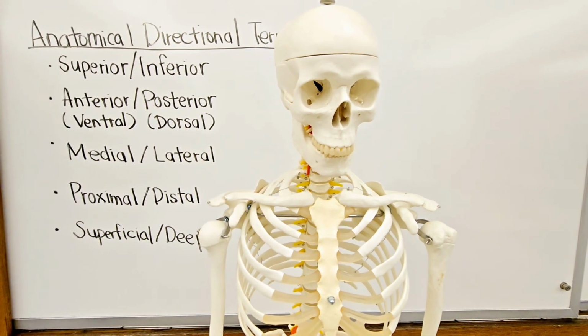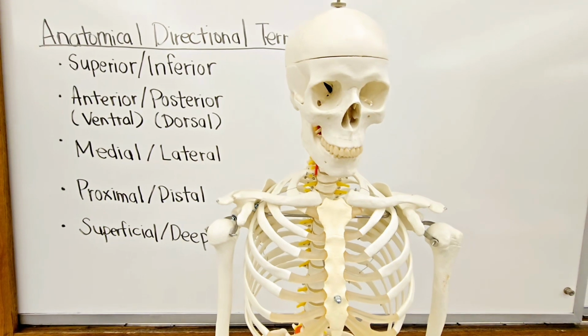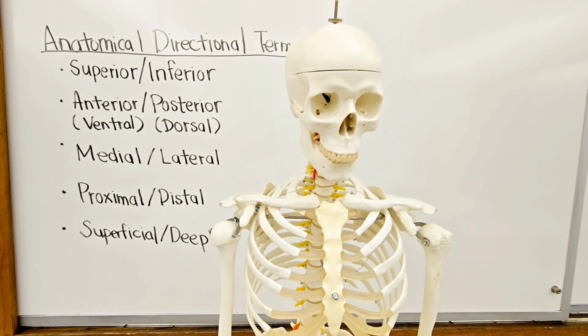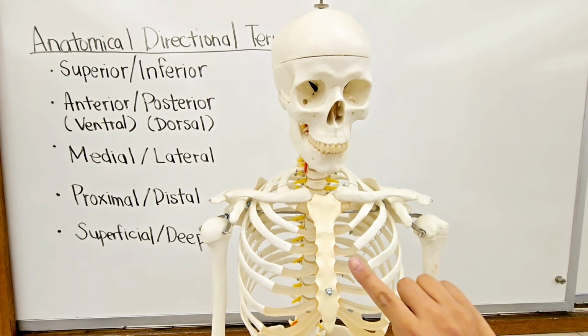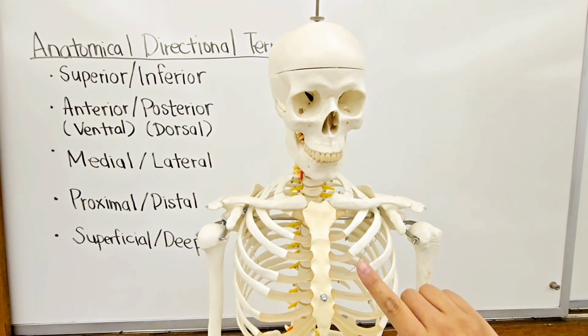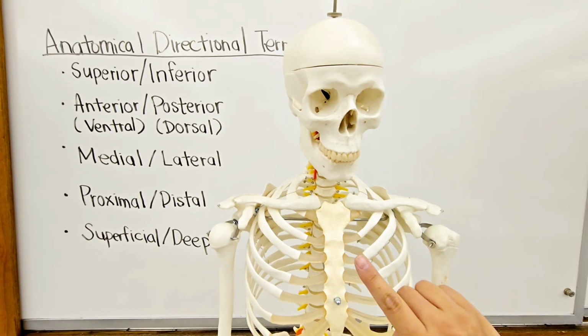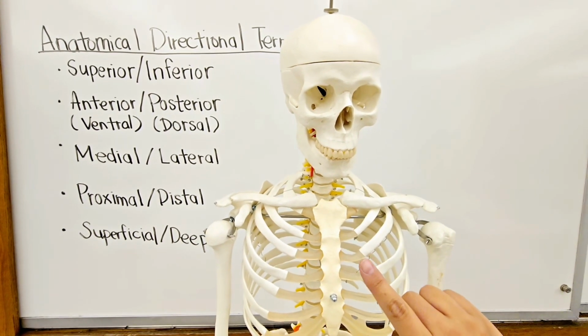If you put all these body parts into normal directional terms, then you will know which is the correct directional term to use. For example, if you compare head with the ribs again, you would say, oh, the head is on top of the ribs. That's why the head is superior to the ribs, or the skull is superior to the ribs.